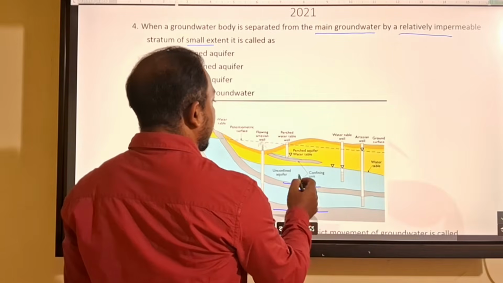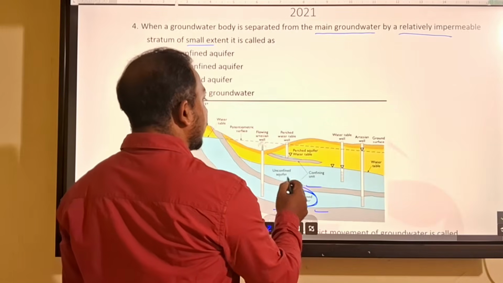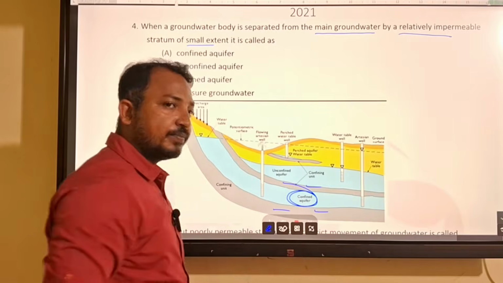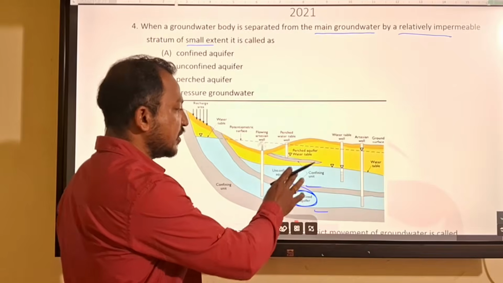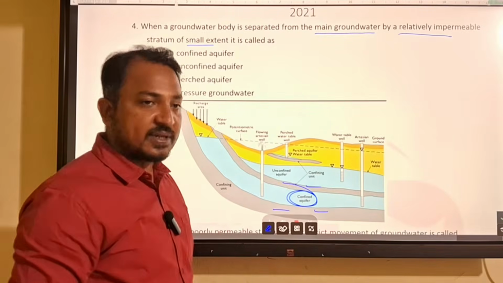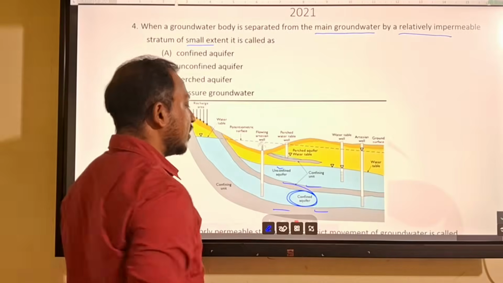Then there is the unconfined aquifer, which is just below the land surface, which is not sandwiched between two layers, and is directly under atmospheric pressure. That is called an unconfined aquifer.